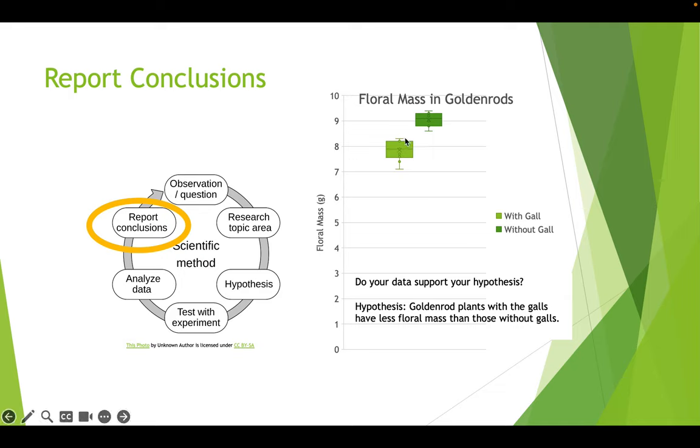So if these bars don't overlap, so there's a gap between the top of the with gall flower masses and the bottom of the without gall flower masses, because there's a gap and they don't overlap, we can say they're statistically significantly different. So the floral mass in goldenrods without galls is significantly higher than the floral mass with galls. So do your data support your hypothesis that goldenrod plants with galls will have less floral mass than those without? Yes, these data support this hypothesis.